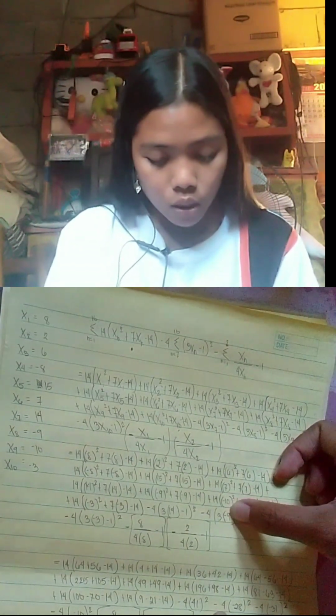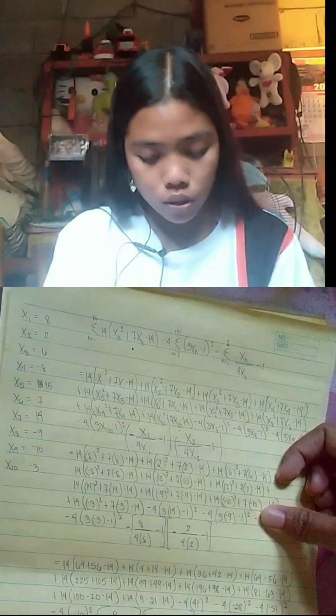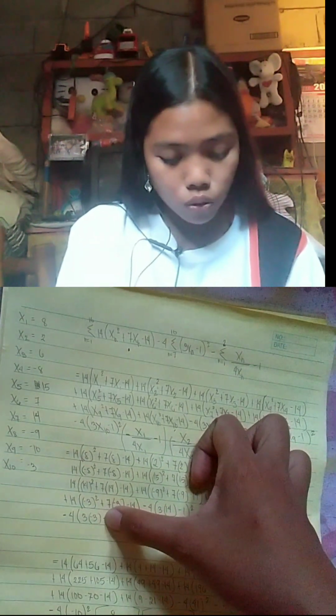3 times 14 is 42, minus 1 is equal to 41. The square of negative 4. 3 times negative 9 is equal to negative 27, minus 1 is equal to negative 28. 3 times negative 10 is equal to negative 30 minus 1 is equal to negative 31. 3 times negative 3 is equal to negative 9 minus 1 is equal to negative 10. 4 times 8 is equal to 32. 4 times 2 is equal to 8.